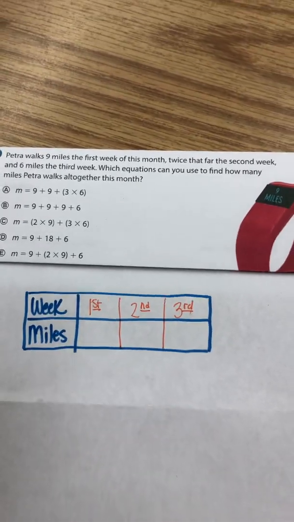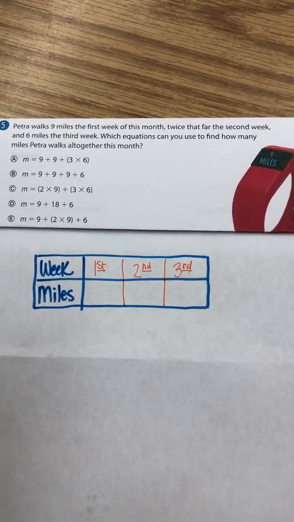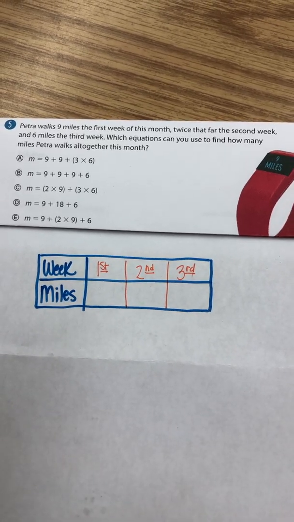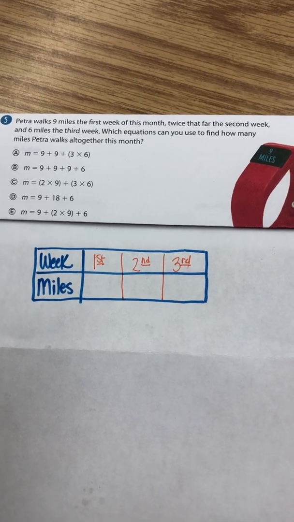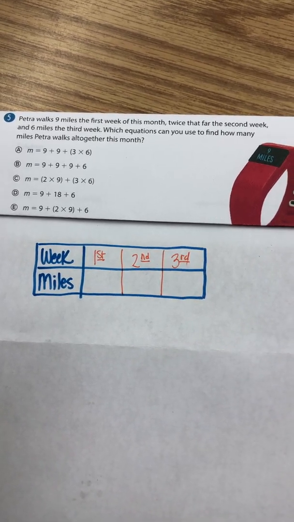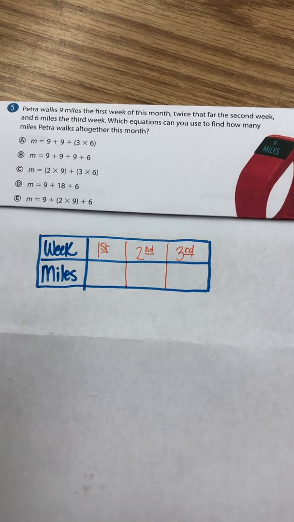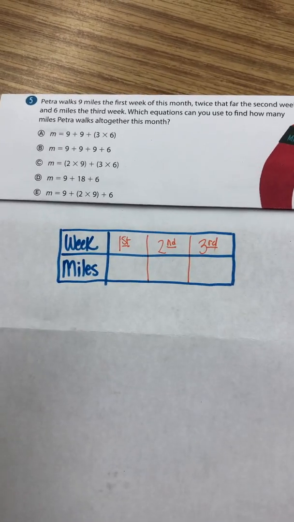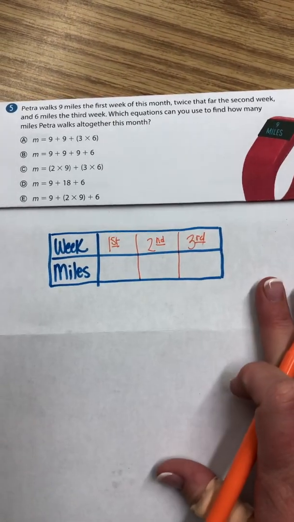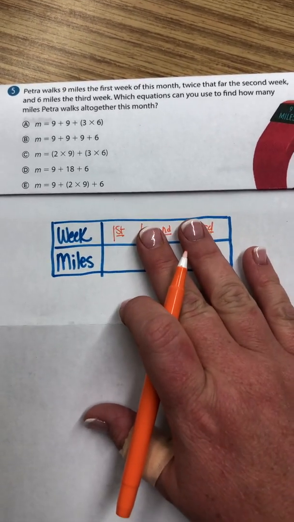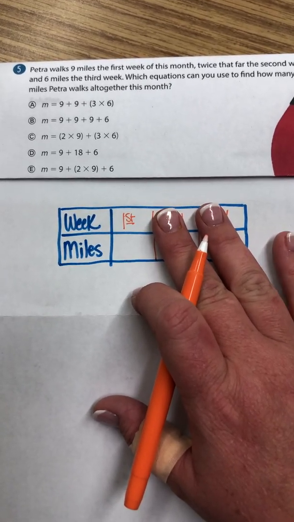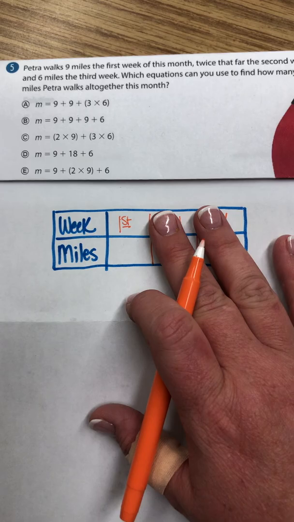The question says, Petra walks 9 miles the first week this month, twice that far the second week, and 6 miles the third week. Which equations can you use to find how many miles Petra walks altogether this month? Okay, so I said earlier that I think with these word problems, it's very important to underline or circle important details. So let's go to the first sentence, and we see that Petra walked 9 miles the first week. Let's underline that.